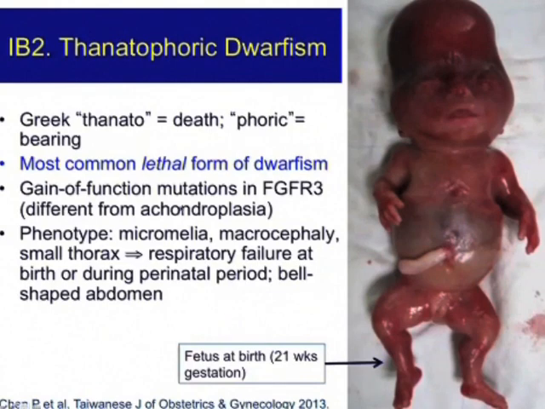But in this case, you're going to have, again, micromelia, which refers to really short limbs, a head that's big. And the other thing that happens here, which is what makes this lethal, is that the chest doesn't grow. So they have a really small thoracic cavity. And if you remember from your embryology, your lungs are not going to grow properly if you don't have space for them. So these fetuses are born with really tiny lungs, and that's incompatible with life.